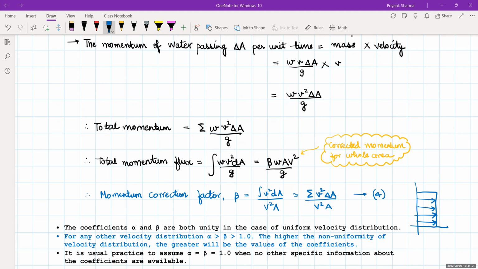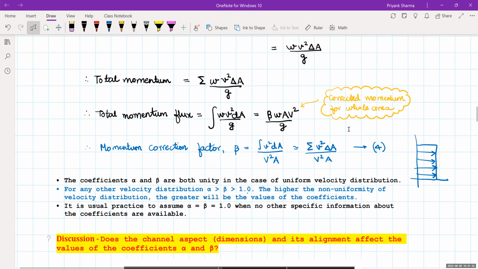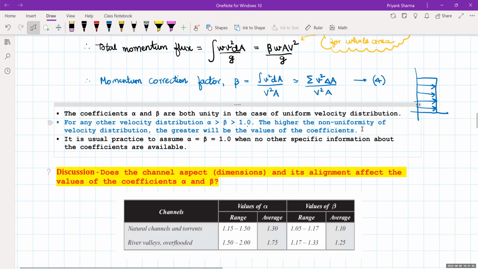For other velocity distributions, alpha will be greater than beta and that would be greater than 1. Since alpha is proportional to the third power, it will always be greater than beta. So the higher the non-uniformity of the distribution, the greater will be the values of these coefficients. So it all depends on this velocity distribution. If there is no specific information, we can assume the coefficients to be 1. However, there are certain cases where you are given the values of the coefficients.